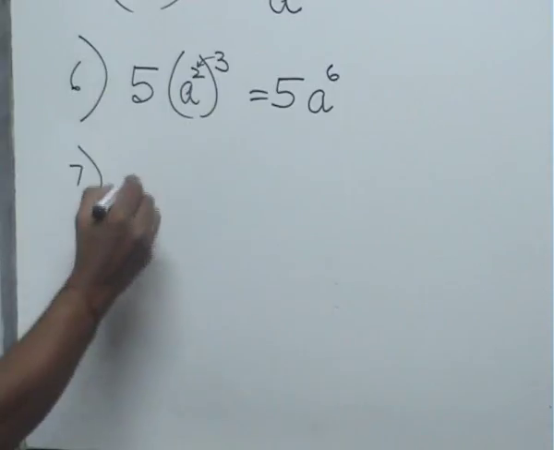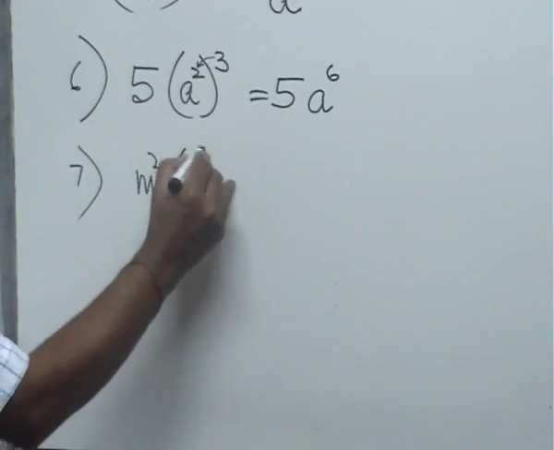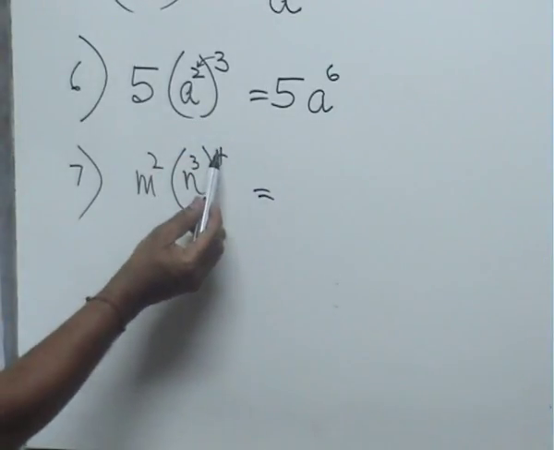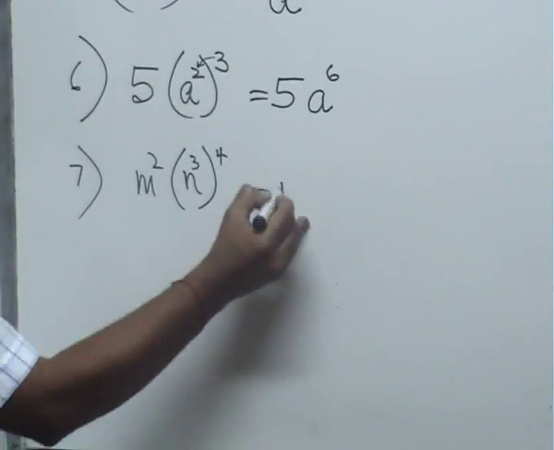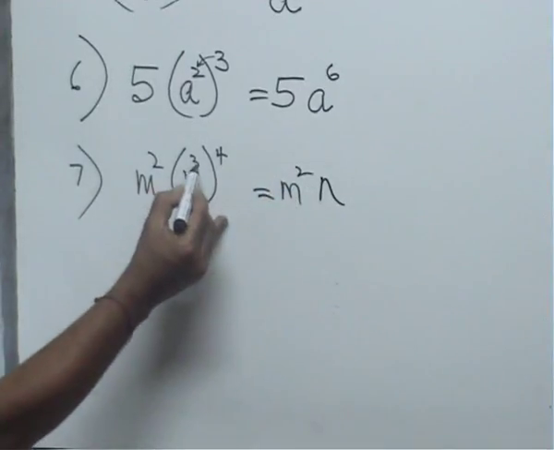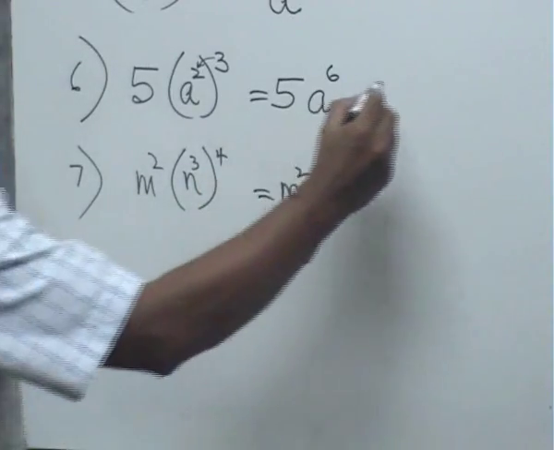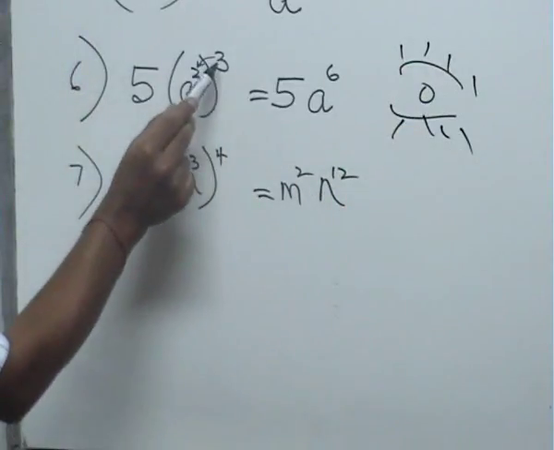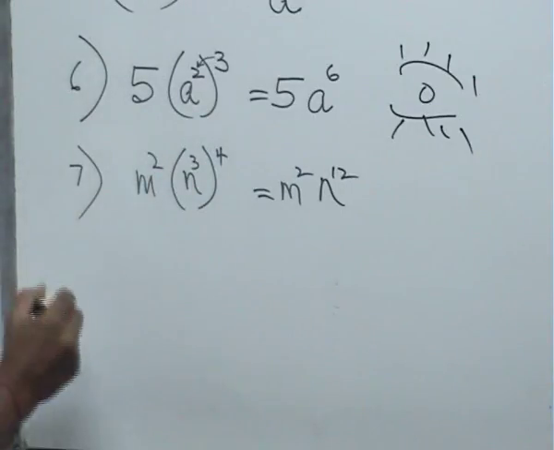Right, let's do another example to make it clear. m squared into n cubed into 4. Clearly that power is only affecting n cubed, not m squared. So m squared will be on its own here. Then you write down n, and 3 times 4 will give you 12. So in maths you must have good eyes. You must be able to see that that power is only affecting that. This power is only affecting this.